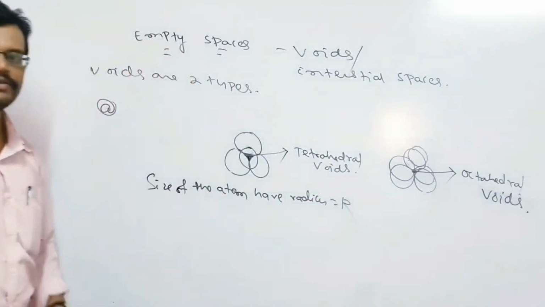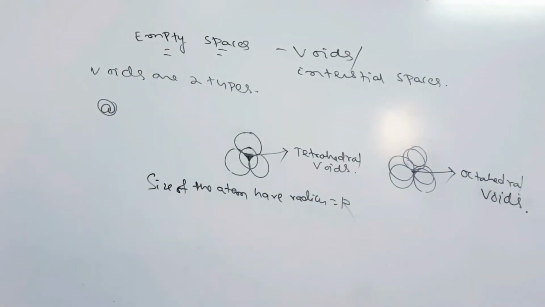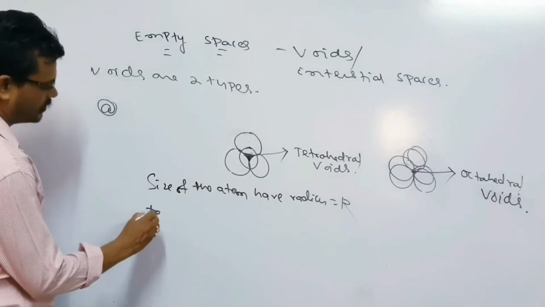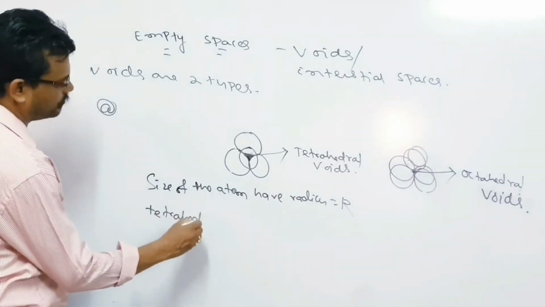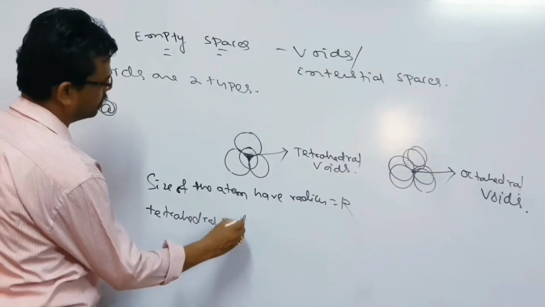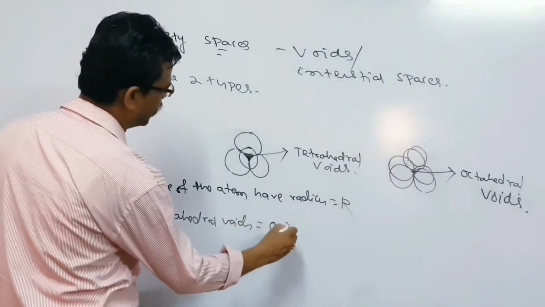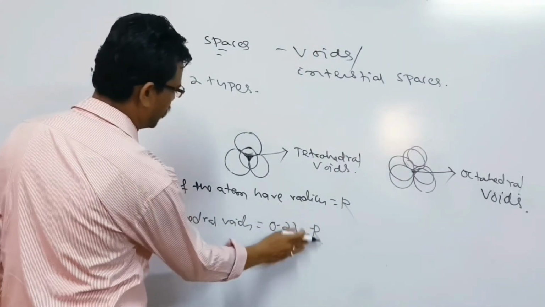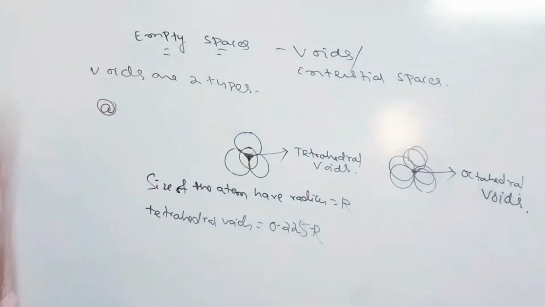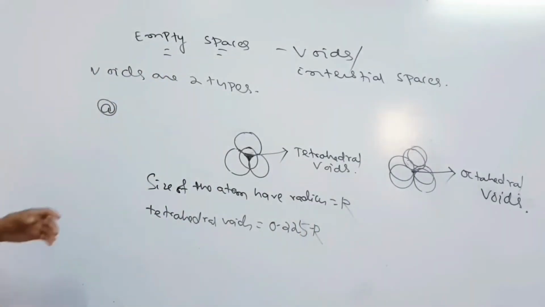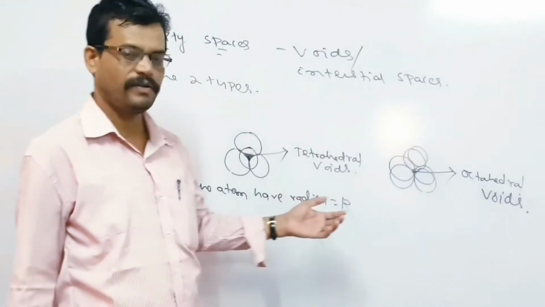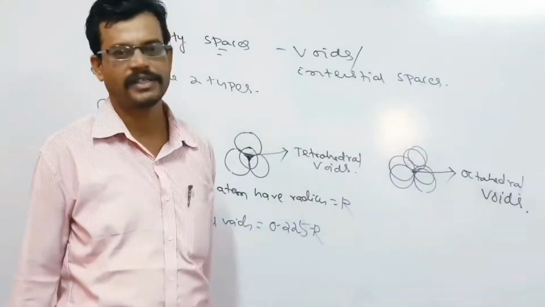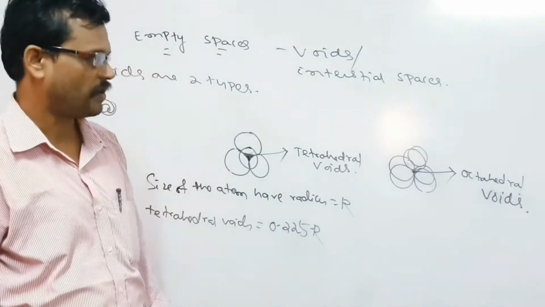then we can say the tetrahedral voids have 0.225 r. Tetrahedral voids are found to be 0.225 r. So what is the size or radius of a void? The tetrahedral voids are found to be 0.225 r.